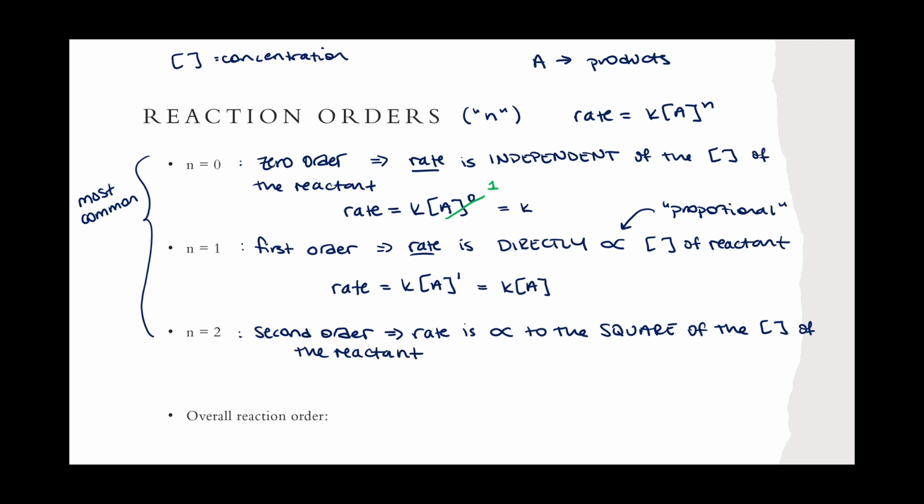And if we were writing a rate law for this, we would say rate equals K times A raised to the second power. So all pretty straightforward, but understanding what each order means will help us when we do examples and are looking at this.